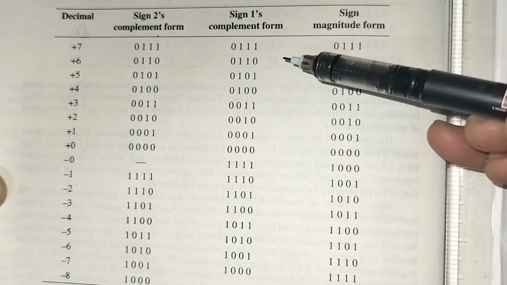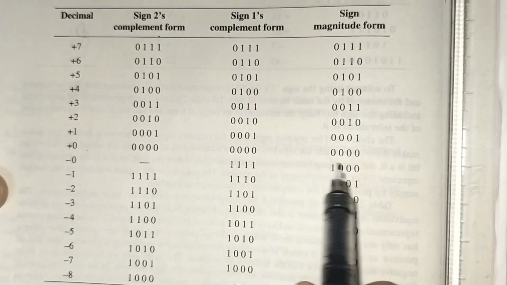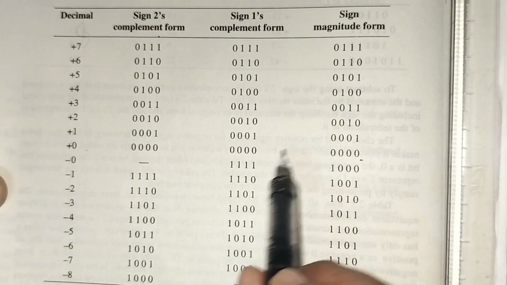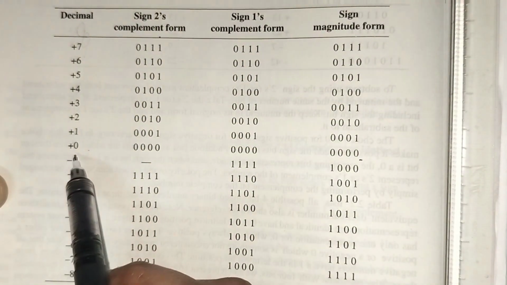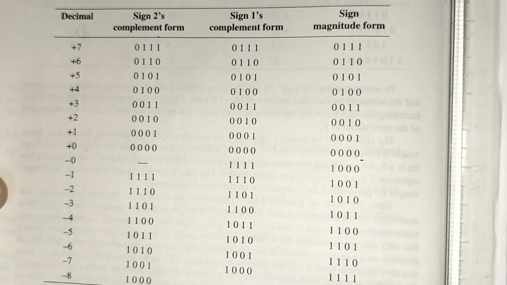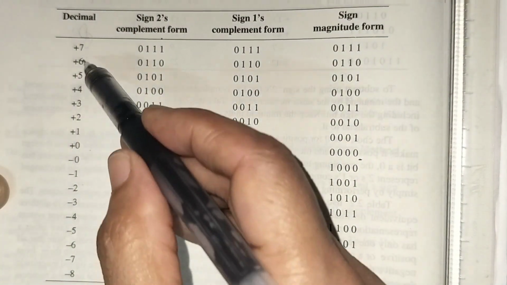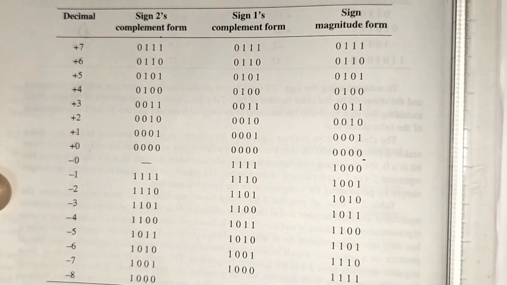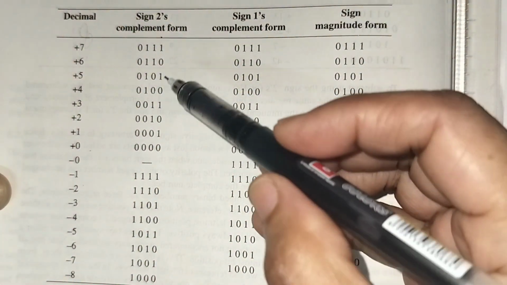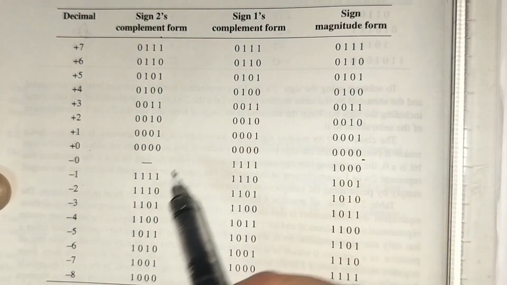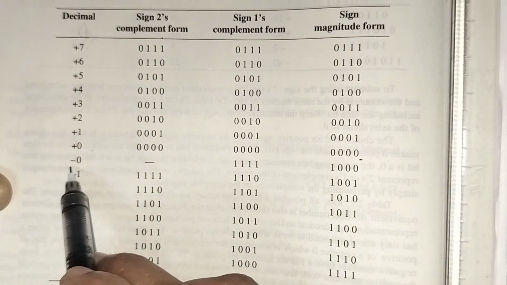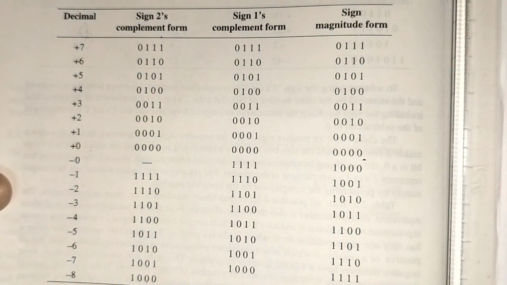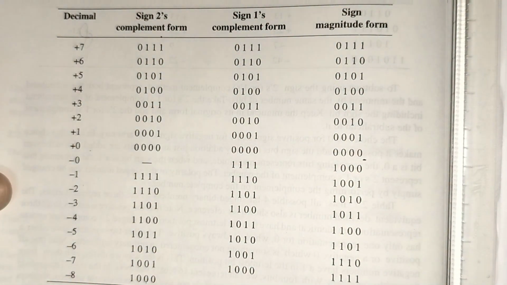And in 1's complement form, we can see the numbers are the same up to positive 0. And now we'll see the rest. When we convert these positive numbers into negative numbers, we find the 2's complement of these numbers. When we find the 2's complement, we can see there is no bit pattern for negative 0 in the case of 2's complement. So it has only a unique 0, and the 2's complement of 0 is itself 0.